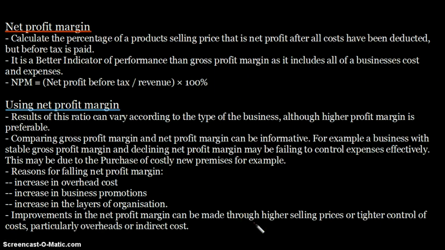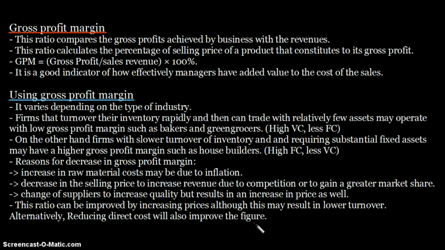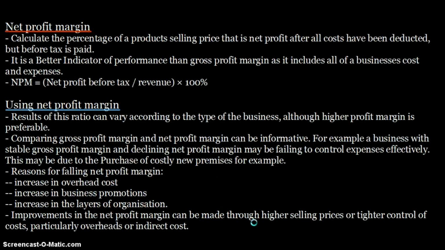We'll have a more detailed look at how we can improve our ratios, not just these profitability ratios but also your liquidity ratios. With that we are done for today. We've talked about the previously unfinished quick ratio, and we've talked about profitability ratios: gross profit margin and net profit margin. It will vary according to the type of business. Some have high variable costs, some have low variable costs, and we have seen the reasons for falling gross profit margin and net profit margin.